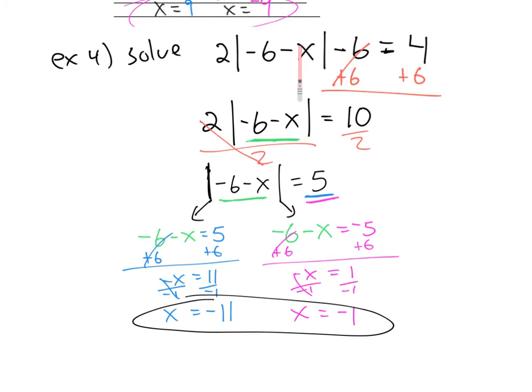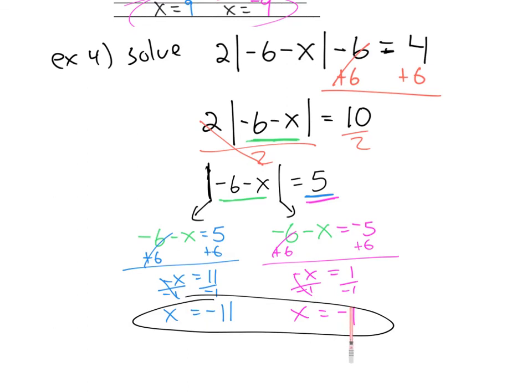Negative 11 right there. Negative 6 minus negative 11. What does that become? Negative 5. And then 5. Negative 6 minus negative 11 becomes positive 5. And then the absolute value of 5 is still 5. 5 times 2? 10. 10 minus 6? 4. That verified negative 11.